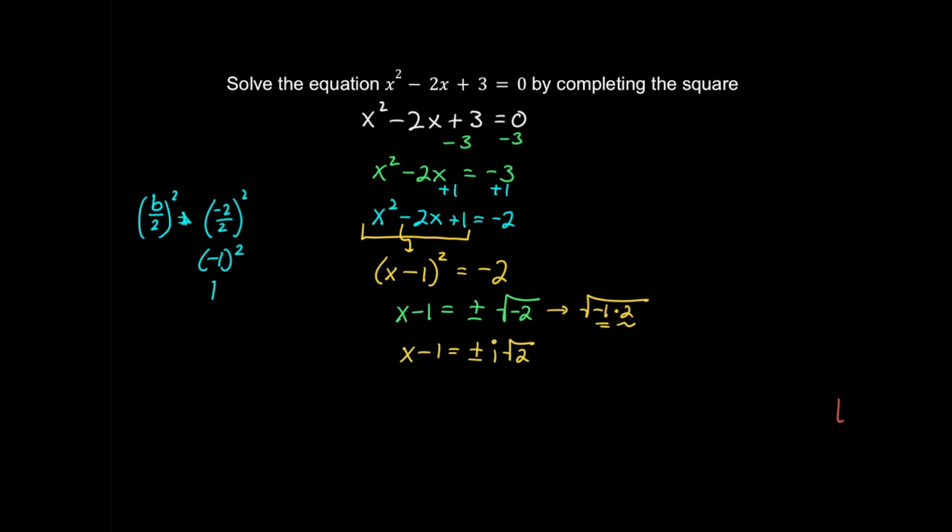We're not quite done. We still have to get x by itself. So to finish it off, we will add 1 to both sides, and we can't combine this 1 with anything, so we'll write it as x equals 1 plus or minus i square root of 2. They'll usually write that number out in front of the plus minus sign. And there we have it.